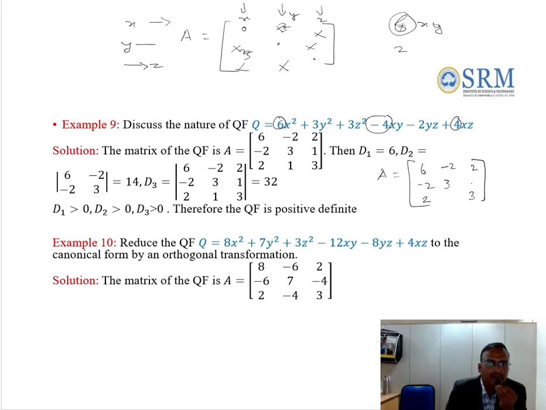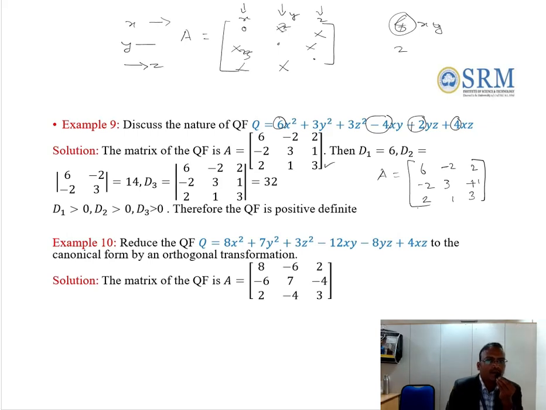This position is for the coefficient of yz. The coefficient of yz is -2. Divide this by 2, therefore you will get -1, -1. Anyway, there is a mistake here. I have taken this as negative, but this is positive, so that we will get a positive one. Let me take this as +2. Divided by 2, divided by 2, therefore we will get +1, +1. Therefore the matrix is 6, -2, 2, -2, 3, 1, 2, 1, 3.